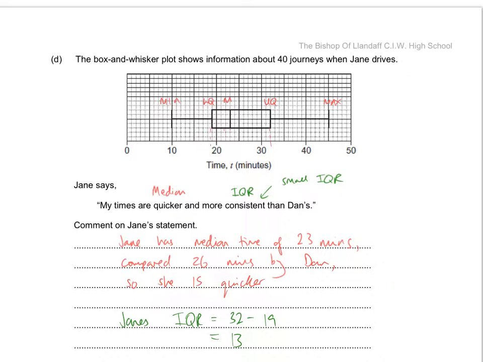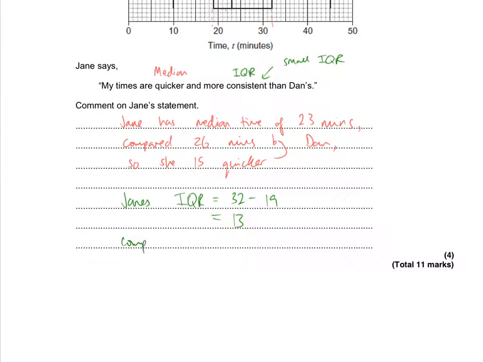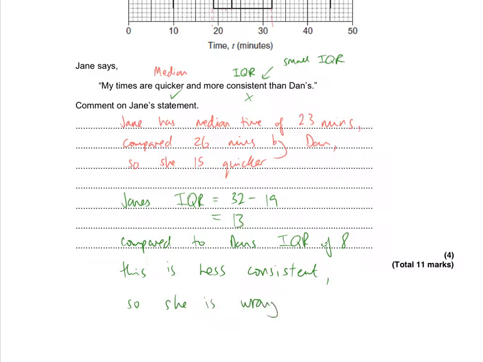Now Dan's was much smaller than that, his was 8, okay? So compared to Dan's IQR of 8, this is less consistent. The bigger that interquartile range, the less consistent you are. So she's wrong there. She's right saying that she's quicker, but she's wrong saying she's more consistent. So she is wrong on this part.